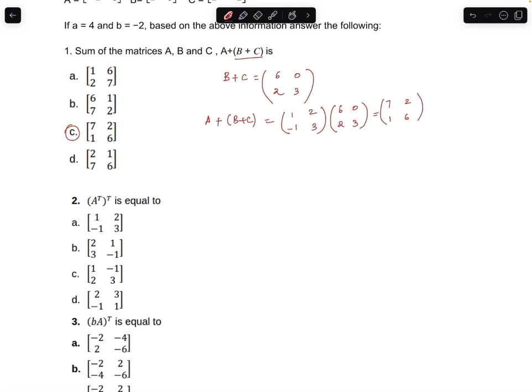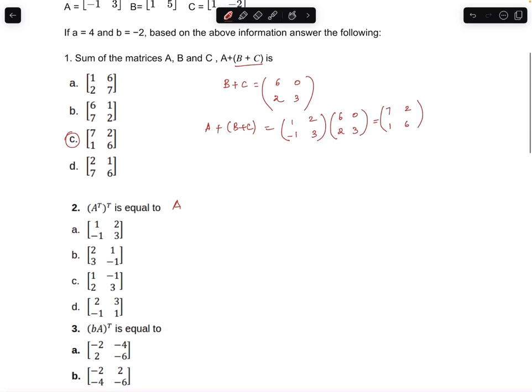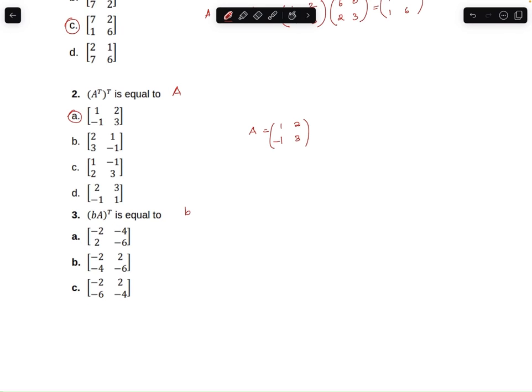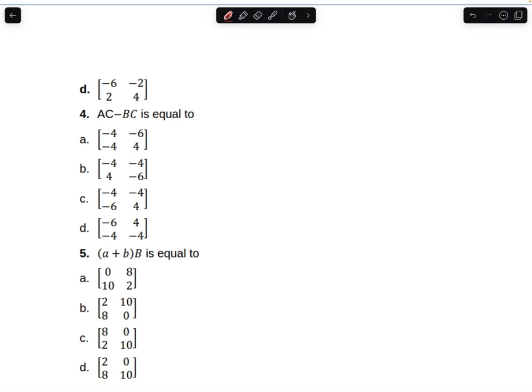Second question, transpose of A transpose is equal to A itself. So the answer is option A. Transpose of B times A is equal to B times A transpose. Minus 2 times 1 minus 1, 2 and 3. This is minus 2 plus 2 minus 4 minus 6. So the option is question number 4.